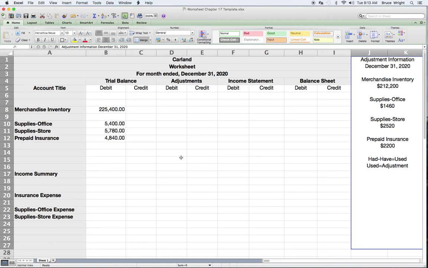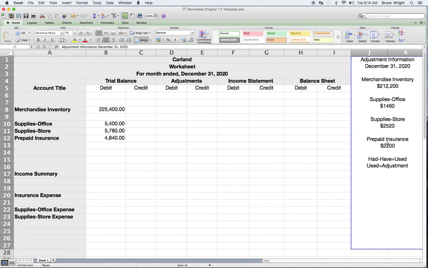First of all, the reason we need to adjust merchandise inventory is, if you remember, every time we bought merchandise, we put it in the purchases account. We have never touched merchandise inventory. So we have to go in the back room, see how much merchandise inventory we have left. We did that, and we have $212,200 worth. So we have to adjust the account.